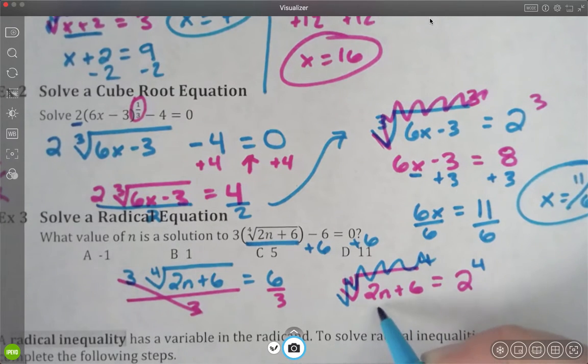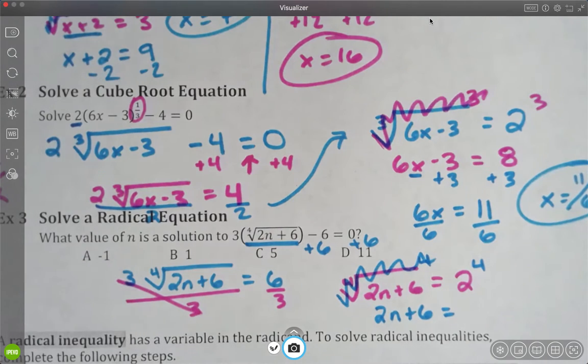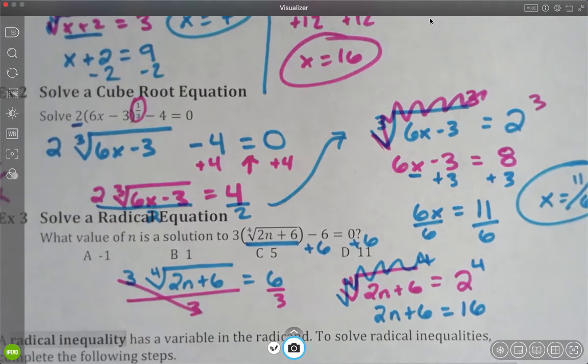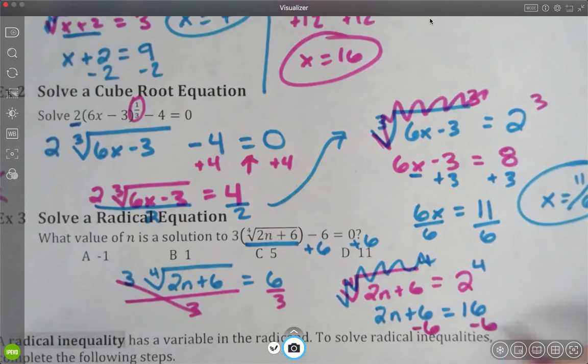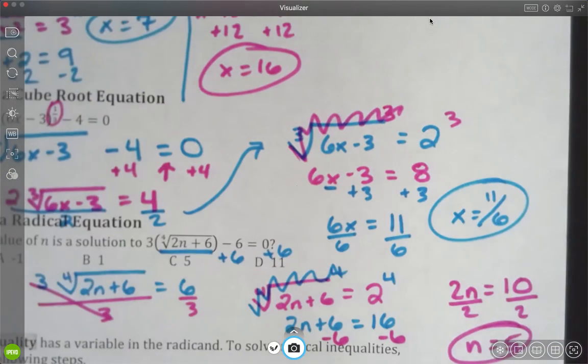So 2n plus 6 equals, what's 2 times 2 times 2 times 2? 16. Okay. All right. Okay. Minus the 6. 2n equals 10. Divide by 2. N is 5. So the answer is C.